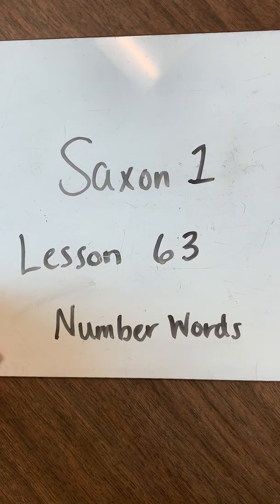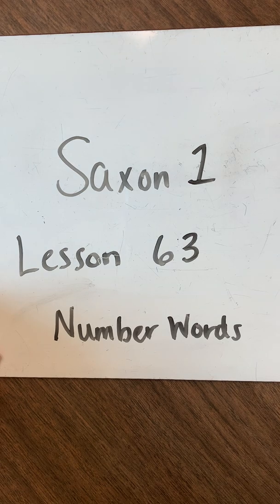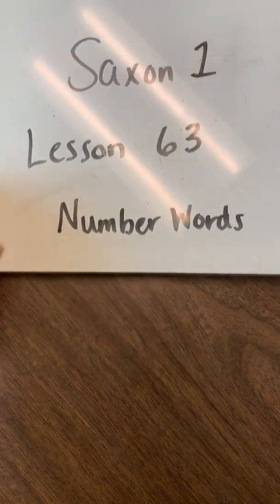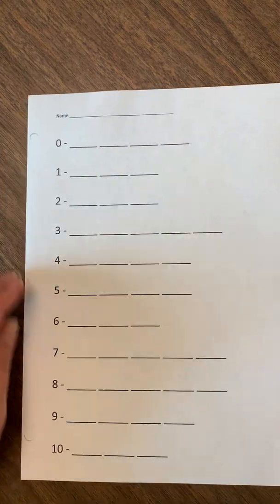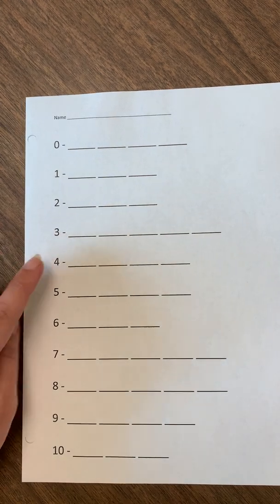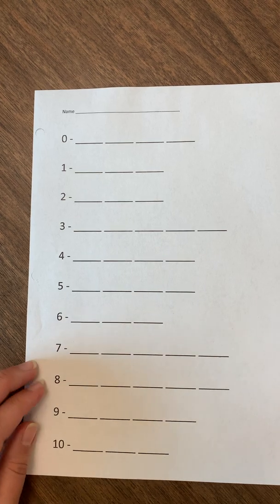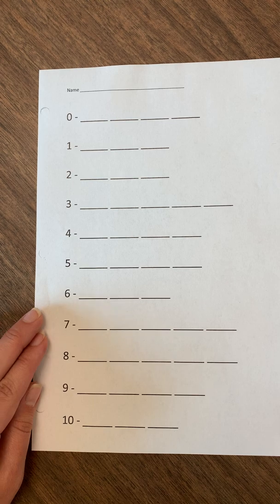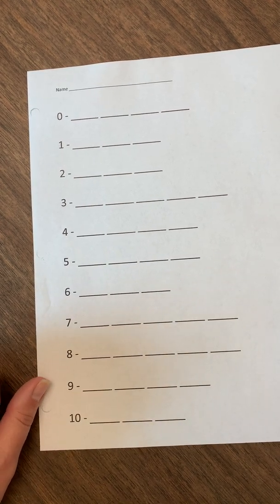Today we're going to do Saxon 1, Lesson 63. We're going to learn how to write our numbers using words. These are symbols that mathematicians use, that we use, to represent our numbers from 0 to 10. Today we're going to practice learning how to spell these numbers, because that's also important to know.